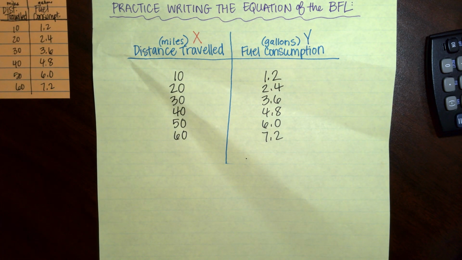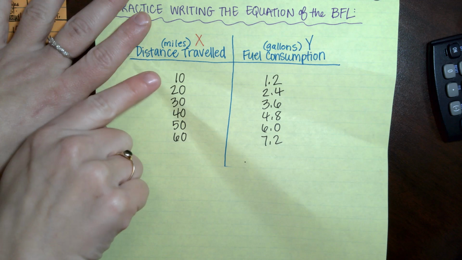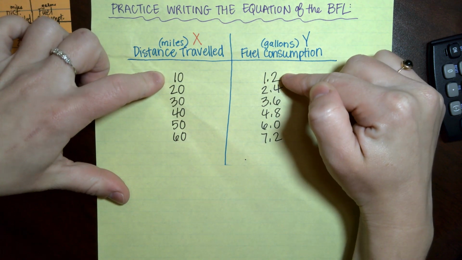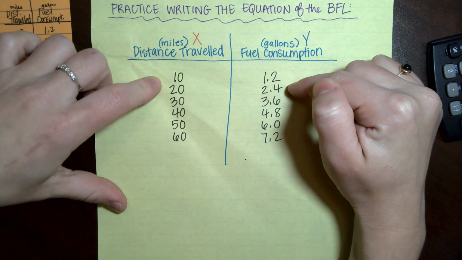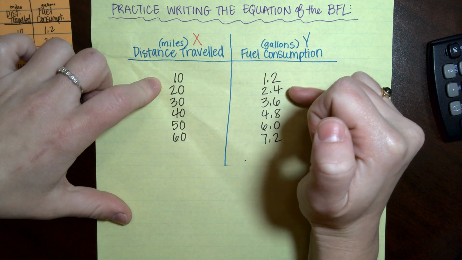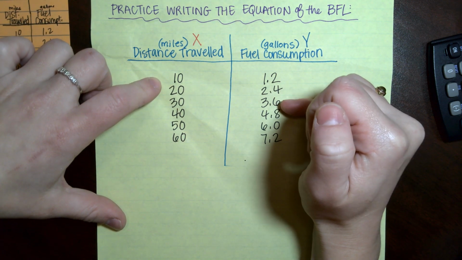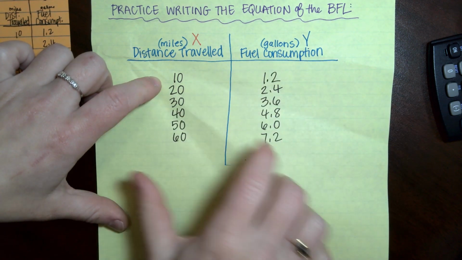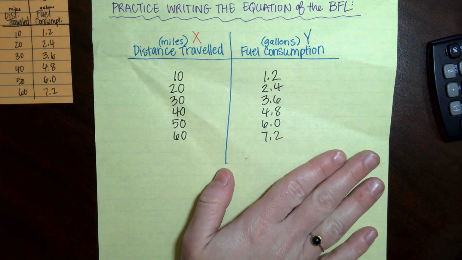So we can actually notice a pattern here in this data if we think about it. Every time we travel 10 miles, our fuel consumption increases by about 1.2 gallons. So 1.2 plus 1.2 is 2.4. 2.4 plus 1.2 is 3.6. 3.6 plus 1.2 is 4.8. So this is actually going to give us a very neat, perfect line if we were to plot it on a scatter plot.